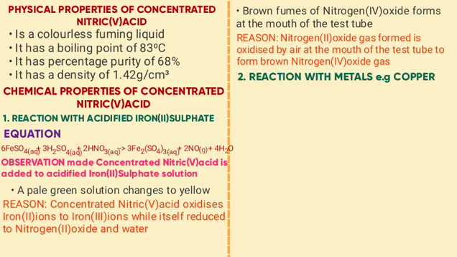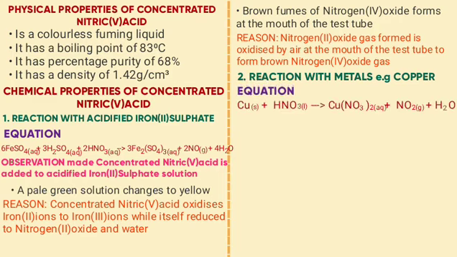Chemical property number 2, reaction with metals, e.g. copper. Chemical equation: copper plus nitric 5 acid, arrow, copper 2 nitrate plus nitrogen 4 oxide plus water. To balance the equation, place 3 where there's copper, 8 where there's nitric 5 acid, 3 where there's copper 2 nitrate, 2 where there's nitrogen 4 oxide, 4 where there's water.